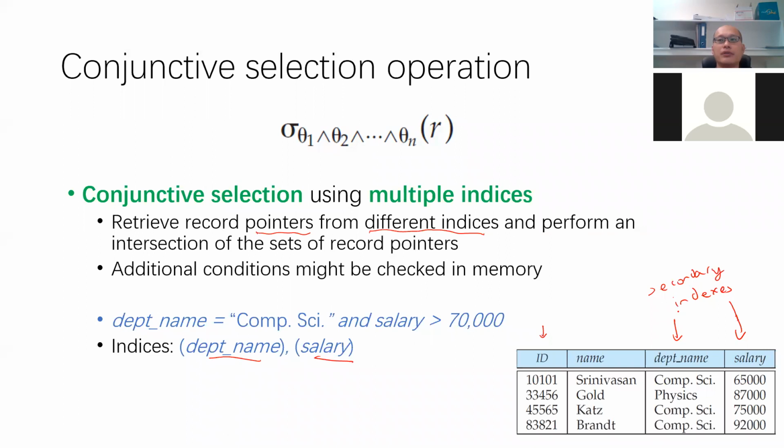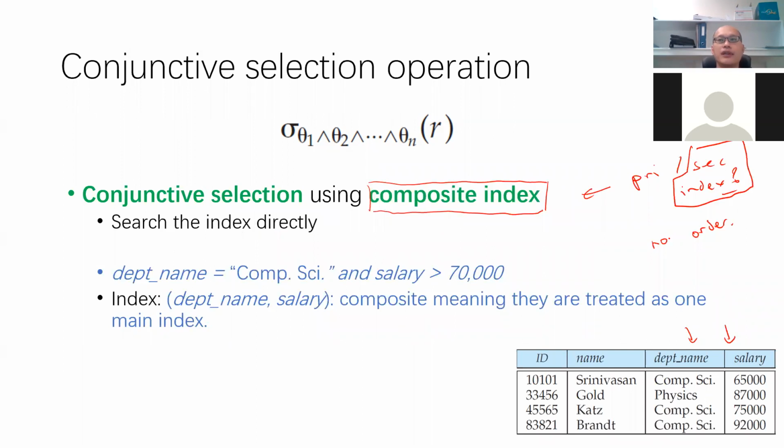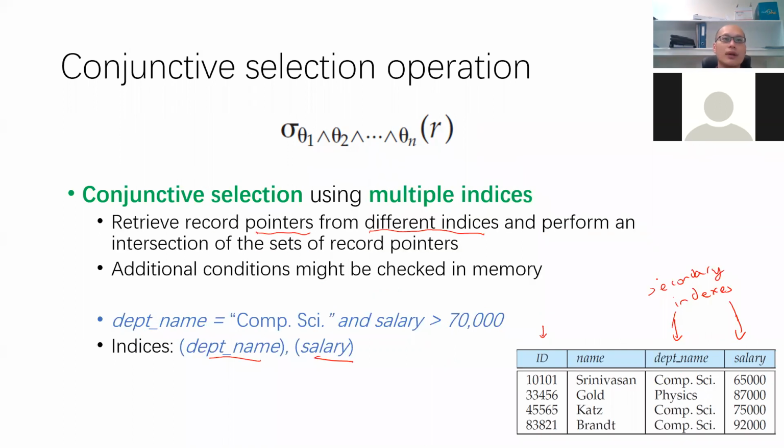So in this case, both of these are secondary indexes, and so this will be similar to what we have in the composite index, where you are accessing them as a secondary index. The only difference is, rather it is very similar in the sense whereby after you have gotten the different records, one from computer science and the other one from salary greater than 70,000, you then check them in memory.